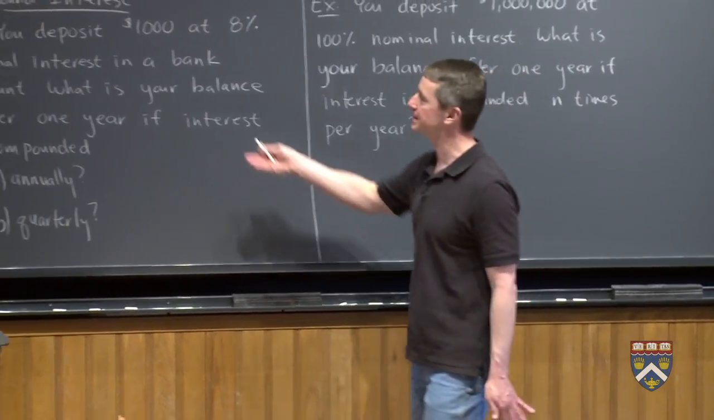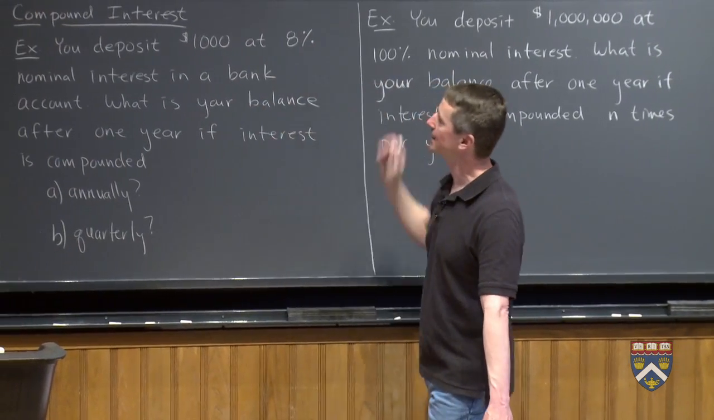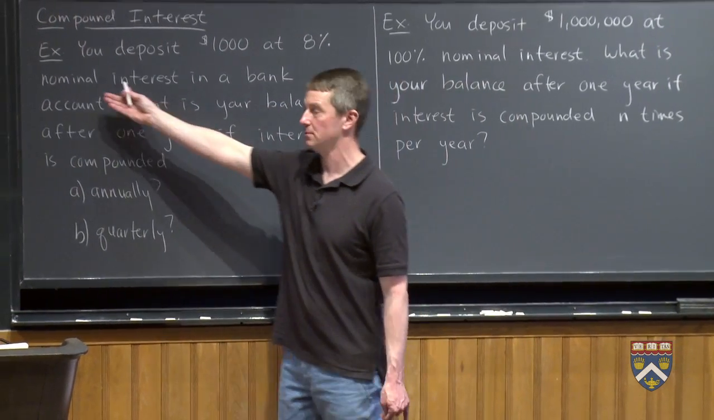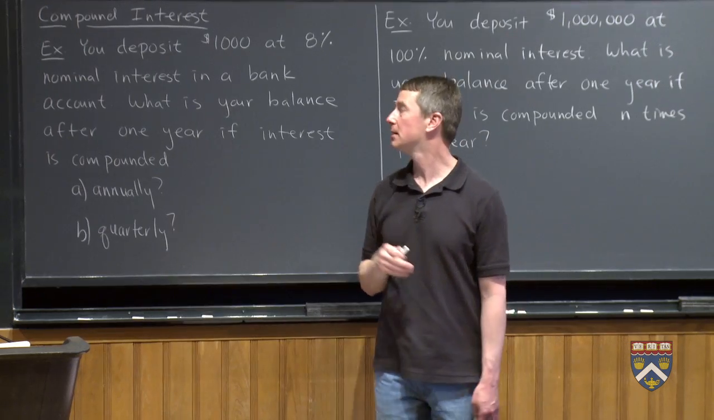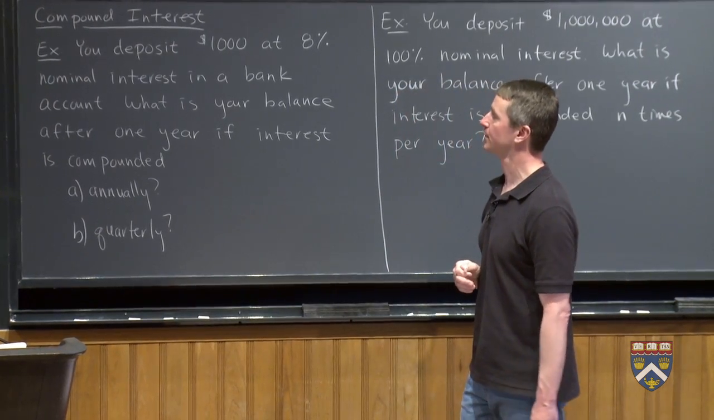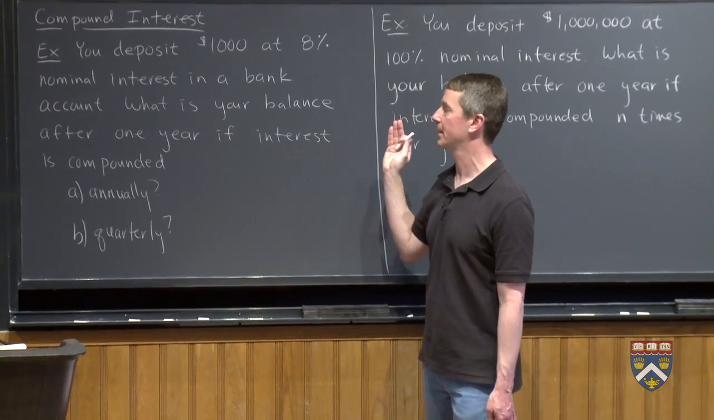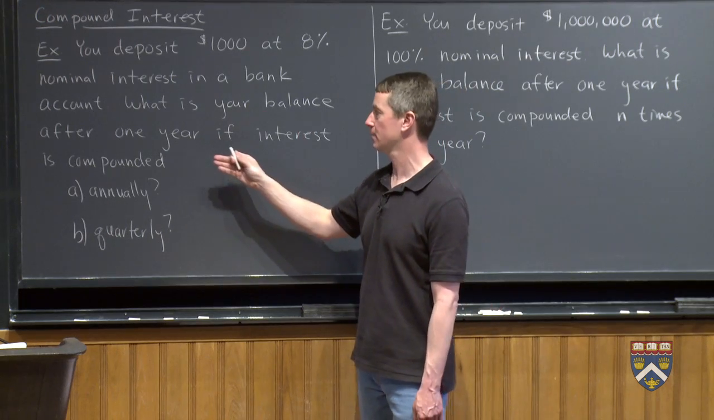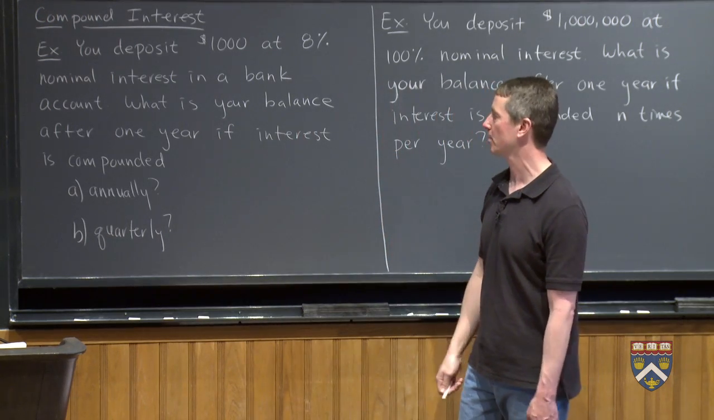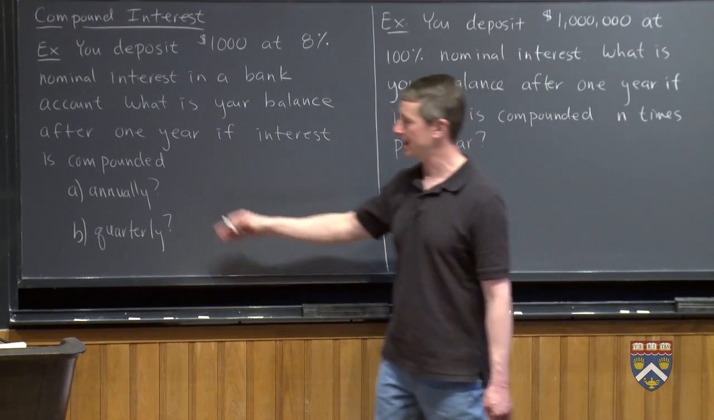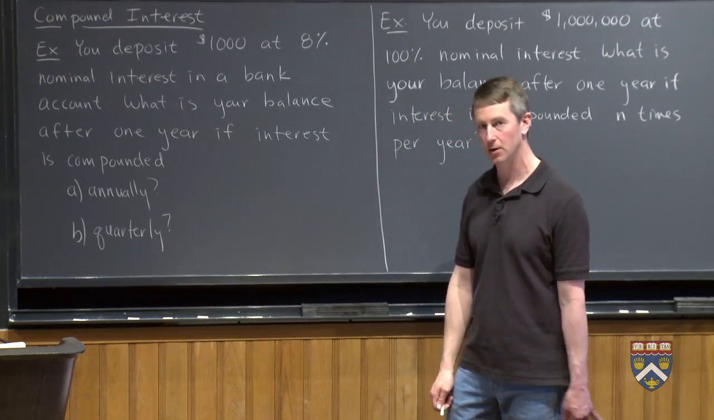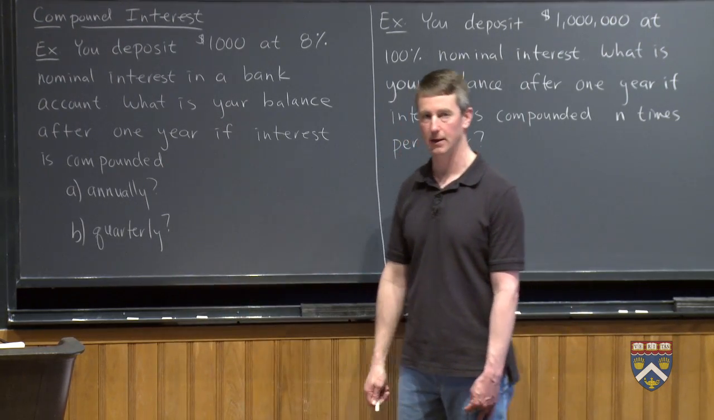So our first example, you're going to deposit $1,000 at 8%, what they call nominal. Nominal means in name. Nominal interest in a bank account. What is your balance? In other words, how much money do you have? After 1 year, you're not putting any more money in or taking any more money out. If the interest is compounded annually, meaning just at the end of the year, or quarterly, meaning every 3 months during the year.